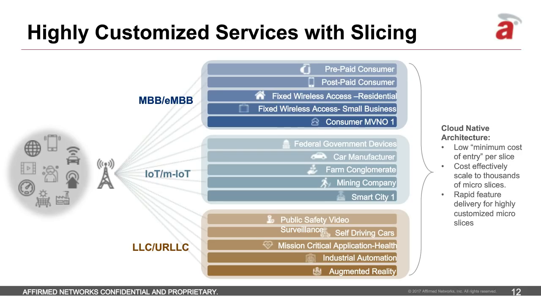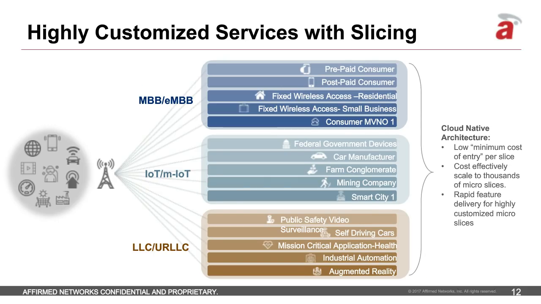So I think what we're trying to show here is that if you want to get to fine-grained slicing, you need a small minimum cost of entry, which a microservices-based architecture gives you. So you can start very small and grow to any scale that you need, giving you cost-effective scaling. And you need the rapid feature delivery because the finer grained you get, the more customized it needs to be.